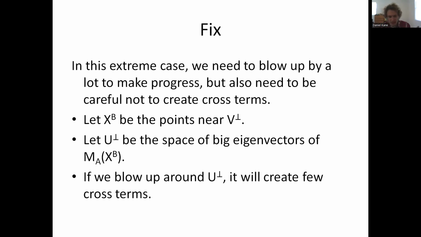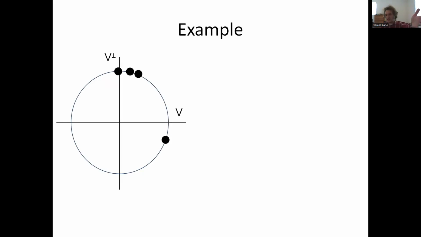And okay, so that's the plan. As a quick example, we've got this set of points. If we blew up around V perp, the points that we have that are just to the right of V perp on this picture would be expanded way out to the right. That would create lots of cross terms, and that would be a problem.